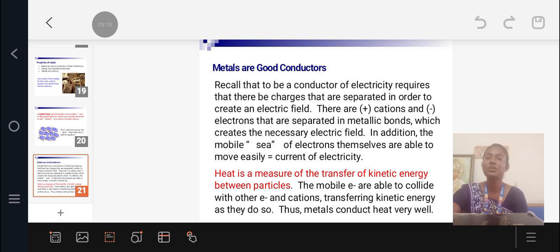Heat is a measure of the transfer of kinetic energy between particles. The mobile electrons are able to collide with the other electrons and cations, transferring kinetic energy as they do so. Thus metals conduct heat very well. That's all.